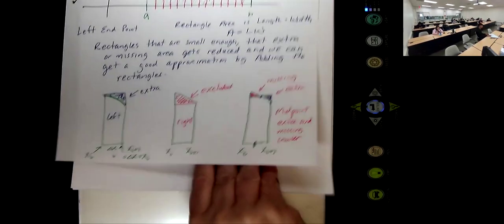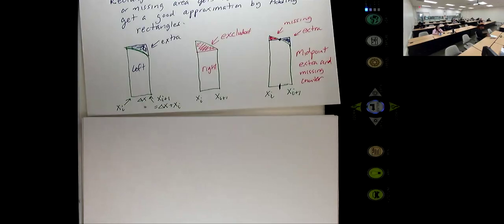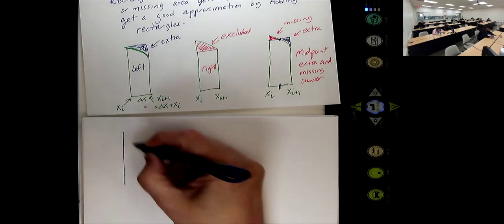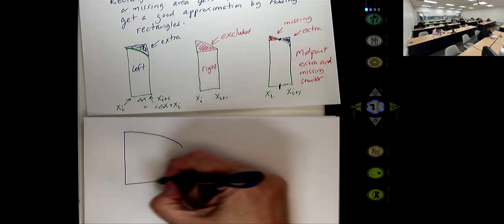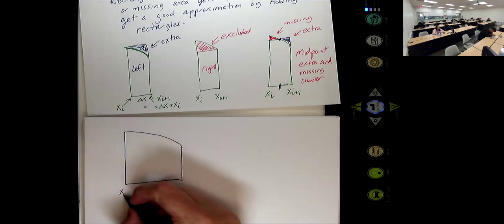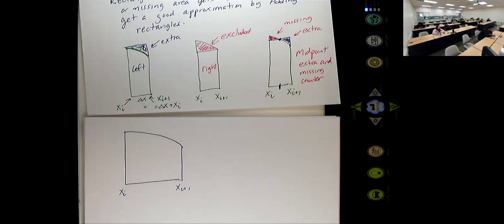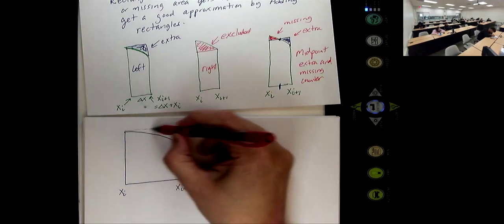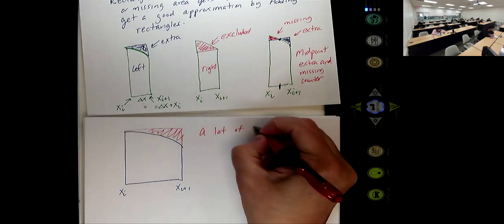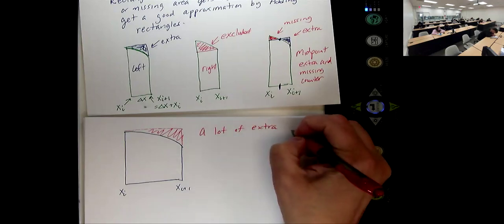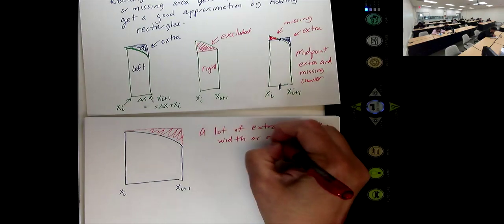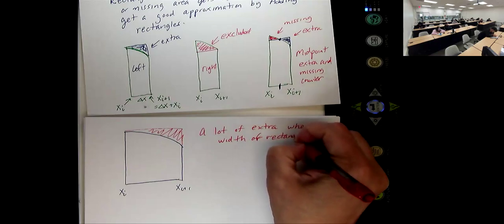There is one more idea I'm going to do for the sigma. So let's take that little bit of curve. I'm going to make it a big section. Let's say that's x i and x i plus 1. If I do this with the left endpoint, there's a lot of extra when the width of the rectangles is large.